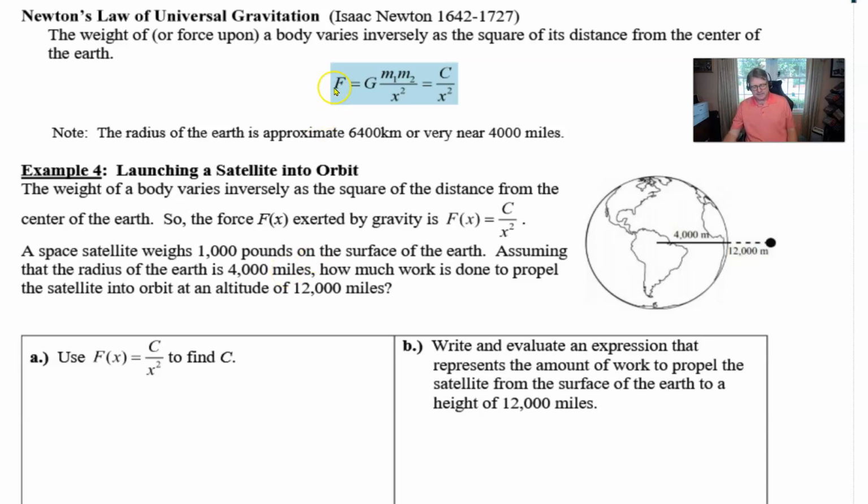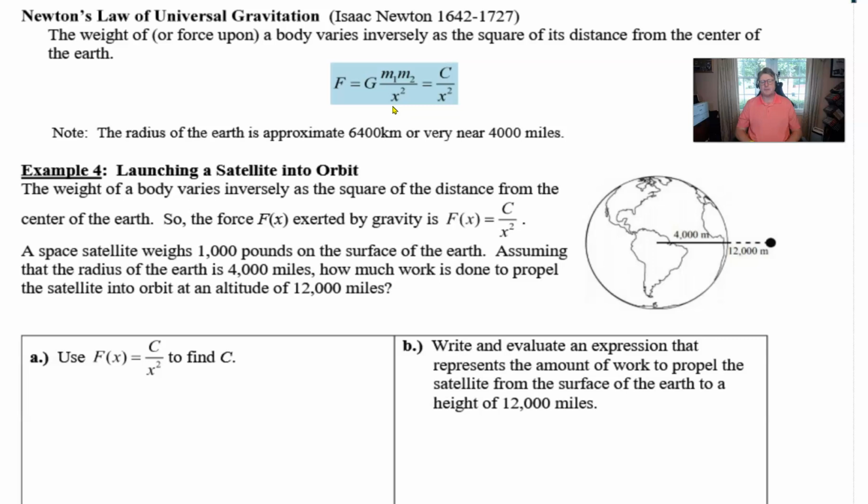Now, that law basically says that F is equal to G, which is our gravitational constant, times the product of the mass of the two particular items. So we could say the mass of the Earth and the mass of, say, a satellite that we're launching. And then we just simply divide that by the square of the distance between the two objects.